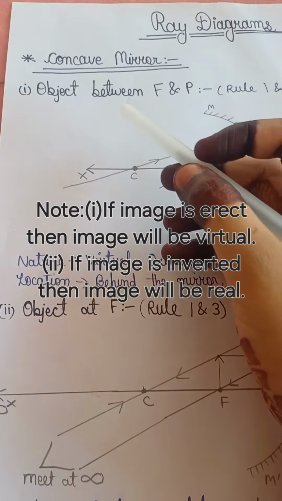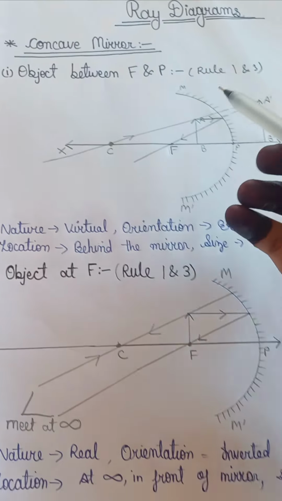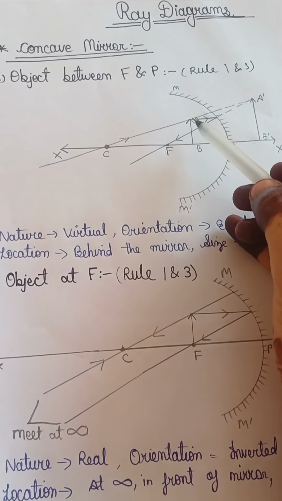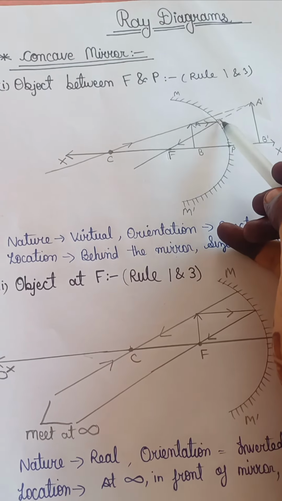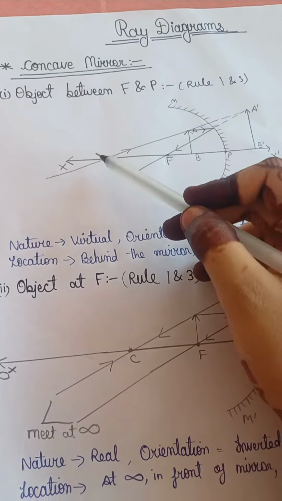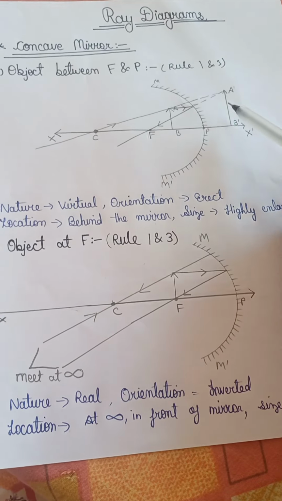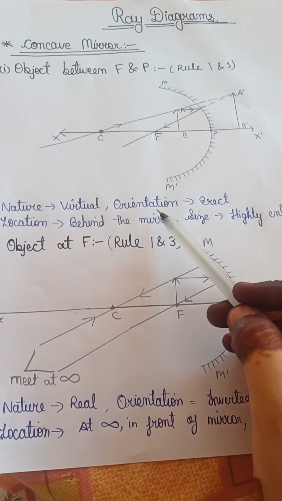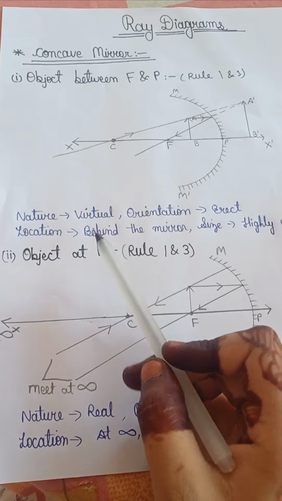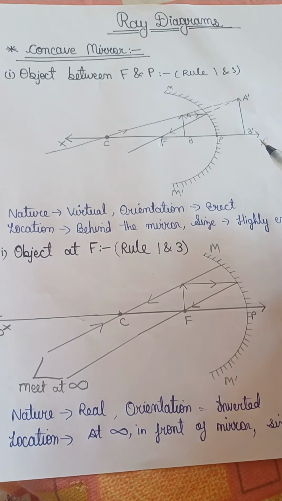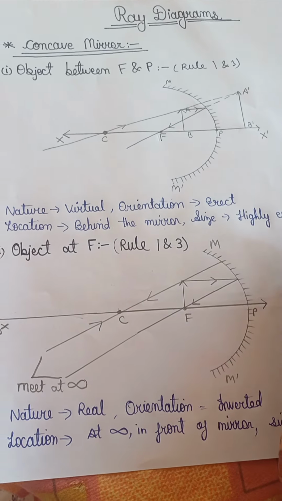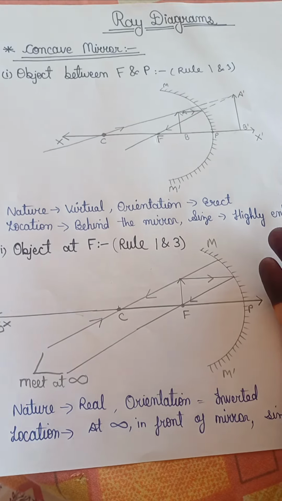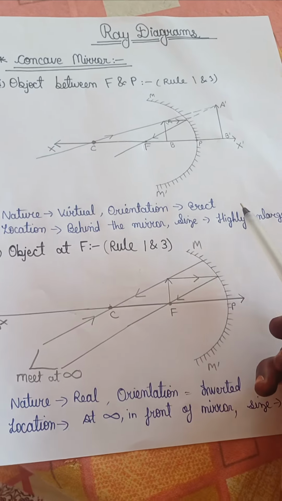Now coming to the ray diagrams for the concave mirror. Starting with the first case, if the object is placed between F and P, that is focus and pole, using the first and second rules, first will be here and third will be here. We are talking about the characteristics of the image formed. The nature will be virtual and the orientation will be erect. Whenever the image is virtual, the orientation will always be erect and it will be behind the mirror. So the location will be behind the mirror and the size is highly enlarged.